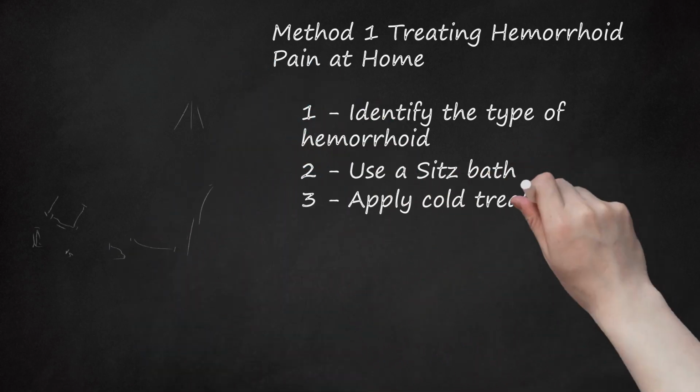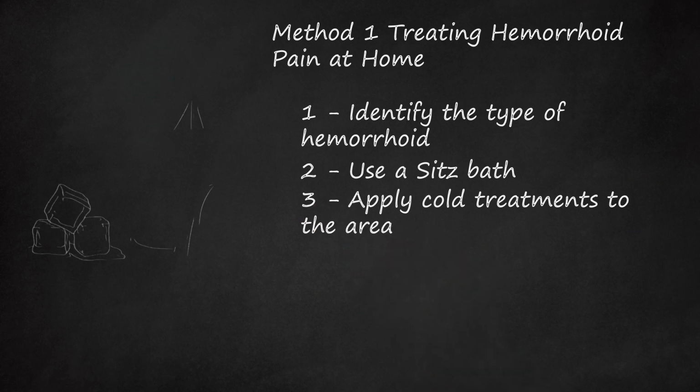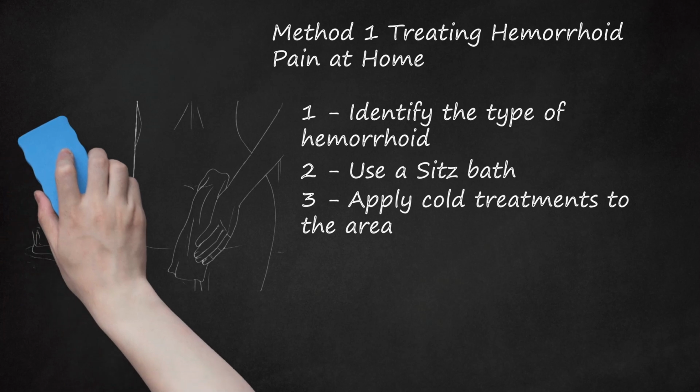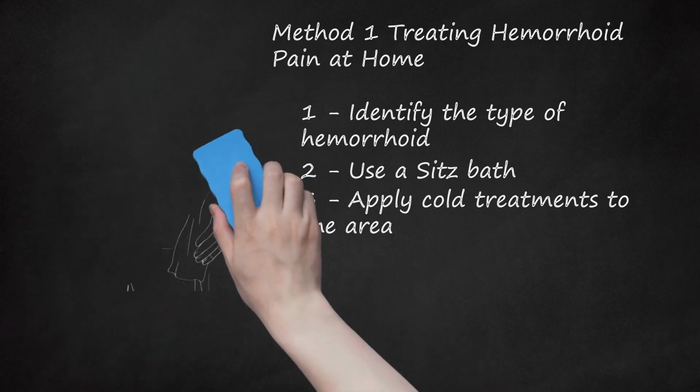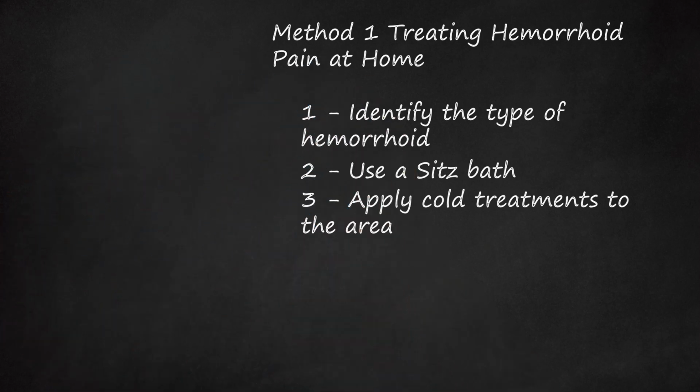3. Apply cold treatments to the area. Cold treatment can alleviate swelling and pain associated with hemorrhoids. You can apply a frozen, water-filled condom or ice cubes wrapped in a cloth to the anal area for 5-10 minutes 3-4 times per day. Gently pat the anal area dry with a towel or use a hair dryer after each treatment.